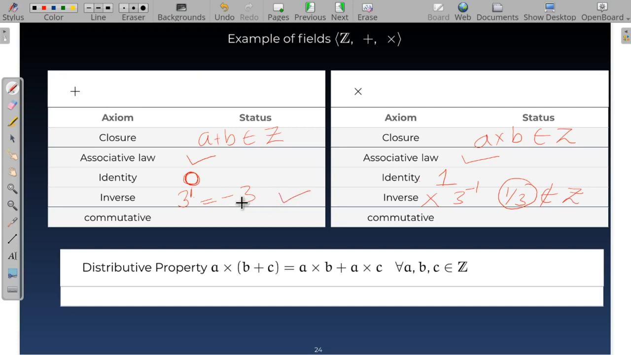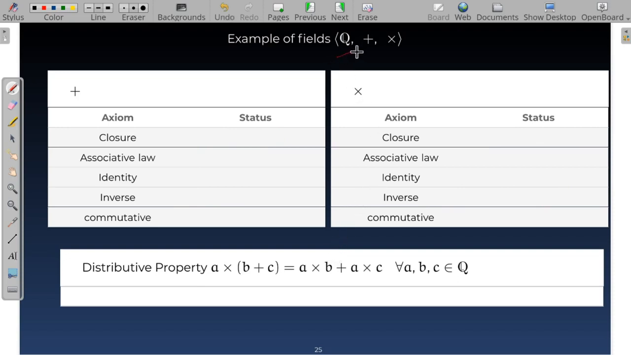With respect to addition we have an inverse, but with respect to multiplication we don't have an inverse for every element. So that's why this is not going to be a field with respect to addition and multiplication, because this axiom is not satisfied. Basically, the multiplicative inverse doesn't exist for each and every element in this set. Now we are going to see another example.